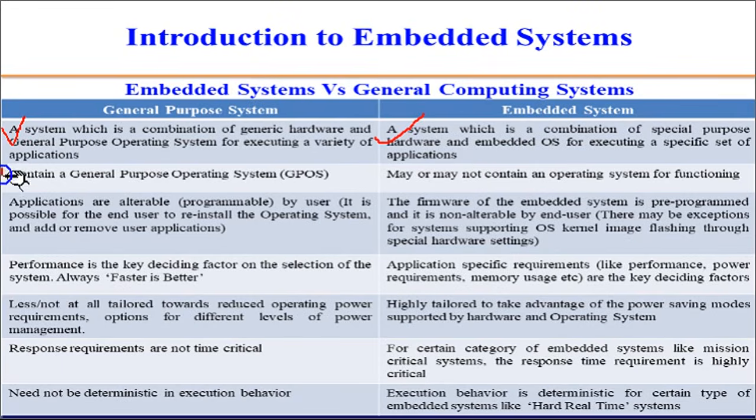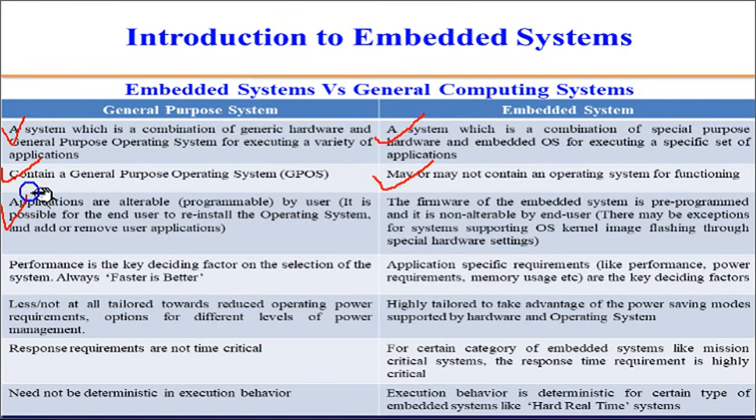And coming to the second comparison, in a general purpose system, as that point came in the earlier difference also, it consists of a general purpose operating system. And coming to an embedded system, it may or may not contain an operating system for functioning. So an embedded system may have an operating system or may not have one. If it does not have an operating system, there will be some piece of code running on the embedded system to perform its specialized function.